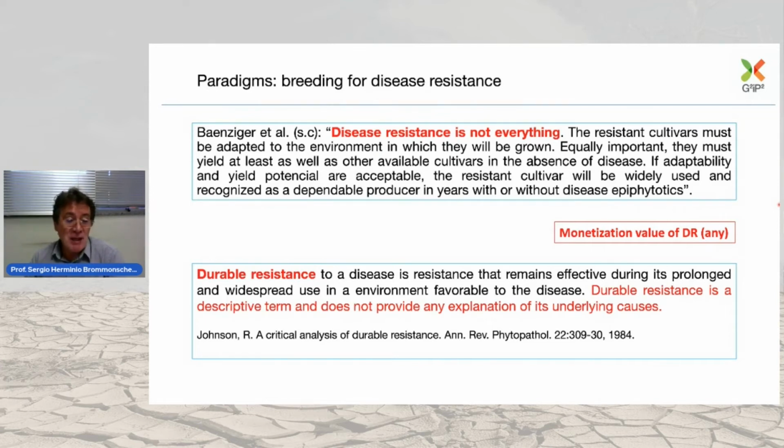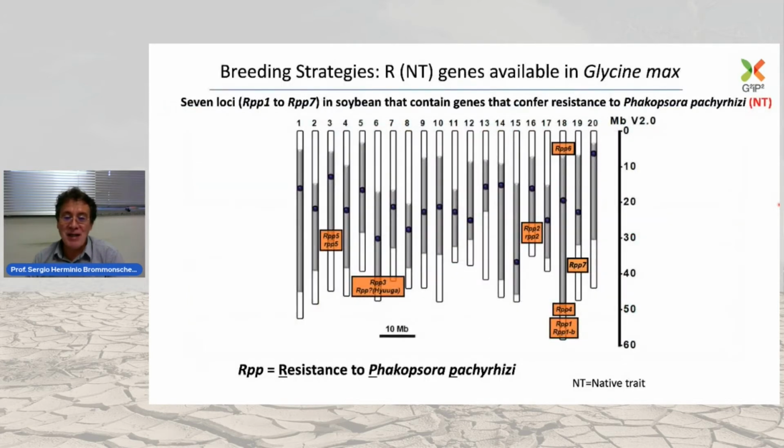Another big issue in plant pathology, especially for breeding for disease resistance, is that we are looking for durable disease resistance. That is resistance that is stable during the long use of the variety and in environments that are favorable to disease. Okay, it's like a dream. We can talk a little bit about that later. So in soybean, there are two different strategies to control.